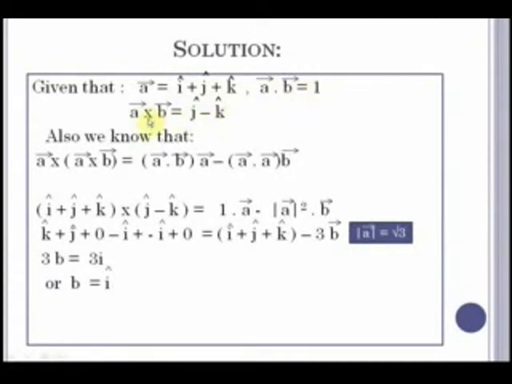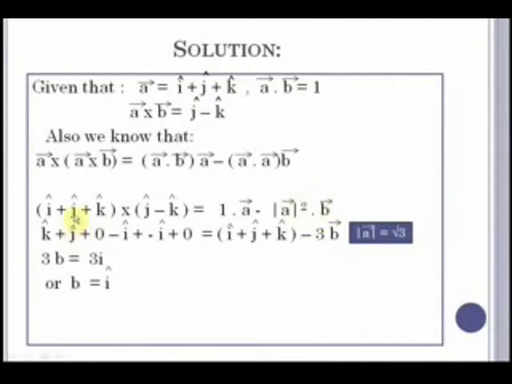Now we know that A cross of A cross B would be equal to A dot B times vector A minus A dot A times vector B. This is the expression for vector triple product between the vectors A and B. Now vector A is nothing but i cap plus j cap plus k cap. So i cap plus j cap plus k cap cross, we know this value is equal to j cap minus k cap. So this would be j cap minus k cap equal to A dot B, which is nothing but 1, so 1 times vector A minus A dot A, which is nothing but the square of modulus of vector A, or the square of magnitude of vector A. So this is modulus of vector A whole square times the vector B.